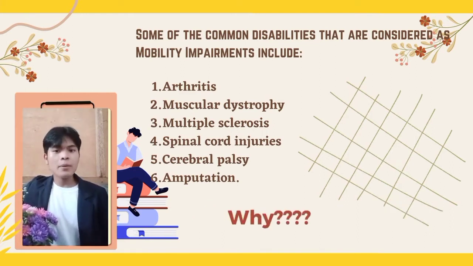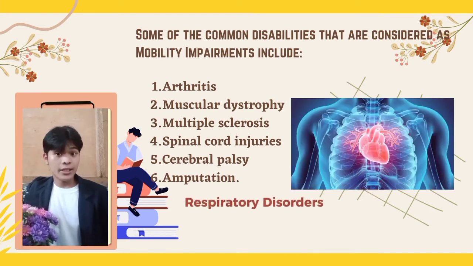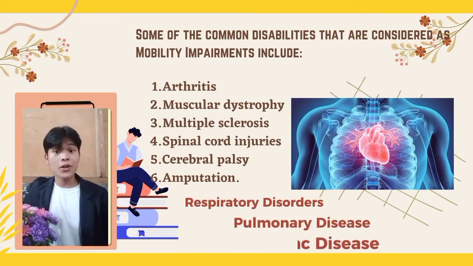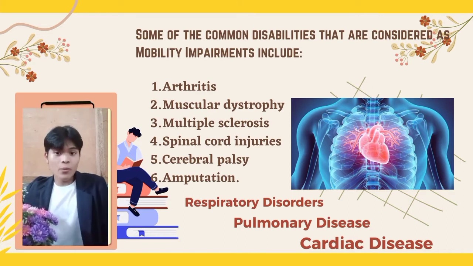Why? People with asthma can move, but not as freely as normal people because it may trigger their asthma and thus restrict their movements. Furthermore, respiratory disorders, pulmonary disease, and cardiac disease are not visible but can impair our mobility. So that is why it could be considered as mobility impairment.